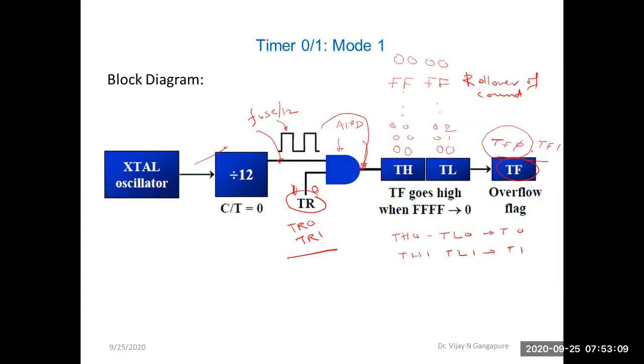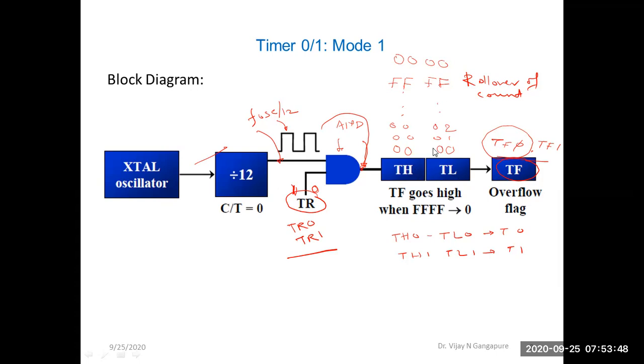So when we are going to use mode 1, according to what time delay we want, we have to first load an initial count in this timer register, either TH0 TL0 or TH1 TL1, with some initial value. When you turn on either timer 0 or timer 1 by making the TR0 or TR1 bit 1, these pulses will start reaching the timer register, and due to each pulse, the count in this timer register will get incremented by 1.